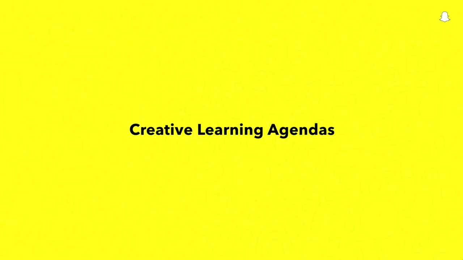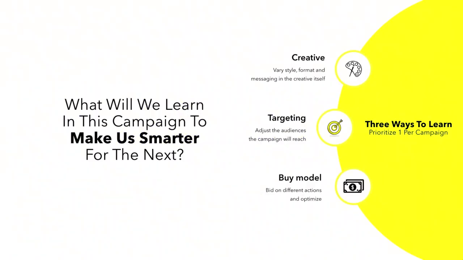Creative learning agendas are a great way to understand what works and what doesn't work for your brand on Snapchat. Purposefully build campaigns with clear business objectives and single-minded messages. Always ask, what do we want to learn from this campaign to make us smarter for the next? Select testing criteria, one of 3: creative, targeting, or buy model. Hold the other 2 constant and run structured multi-cell tests so you can understand and measure which variation drives the most impact. Let's take a look at an example of a testing agenda.